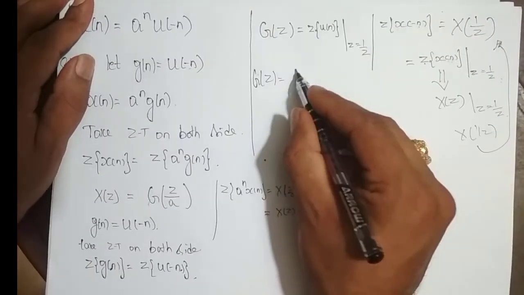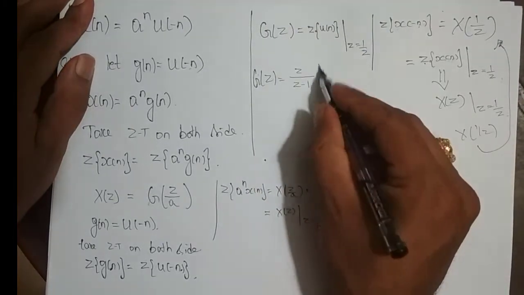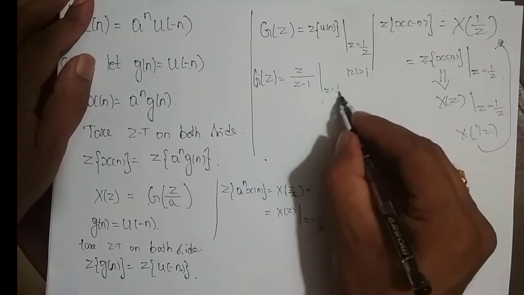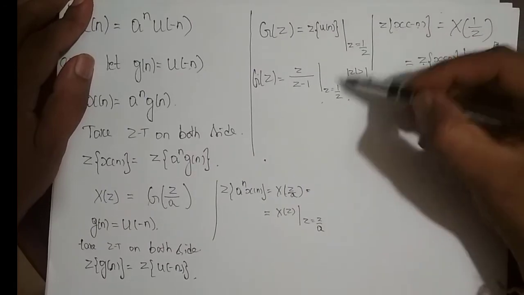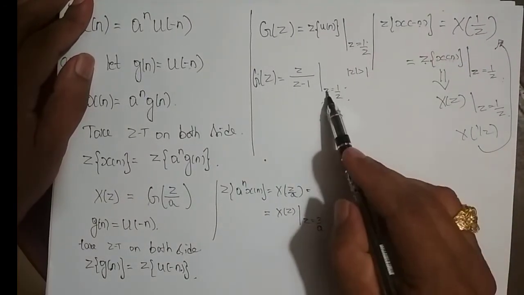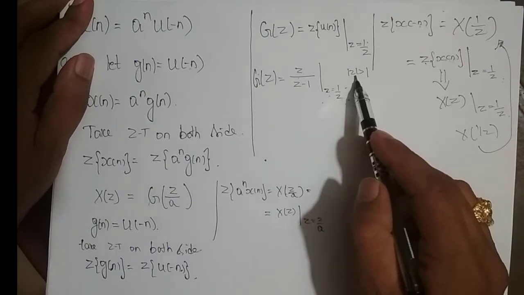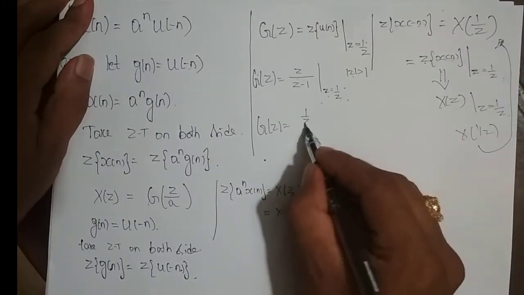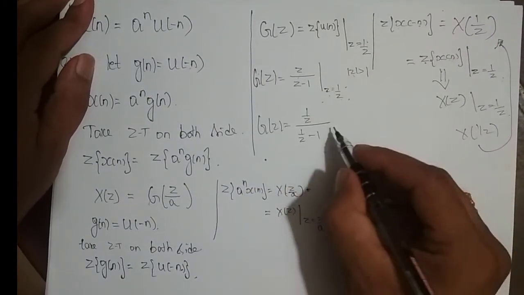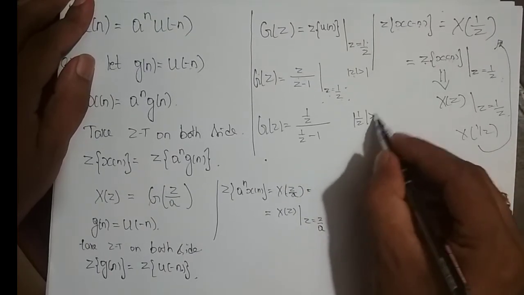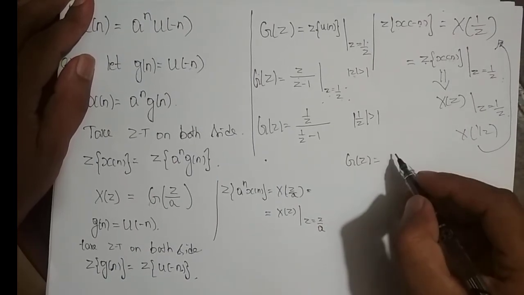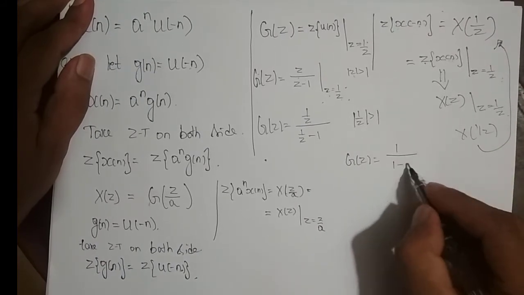G of z: what is the z transform of u of n? It is z by z minus 1, with ROC magnitude of z greater than 1. So I need to replace z by 1 by z here. Whenever I'm touching the z in this part, even in the ROC I need to replace it. So what do I get? G of z as 1 by z divided by 1 by z minus 1, with magnitude of 1 by z greater than 1. If I simplify this, G of z is equal to 1 divided by 1 minus z.